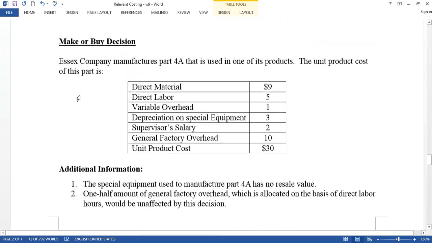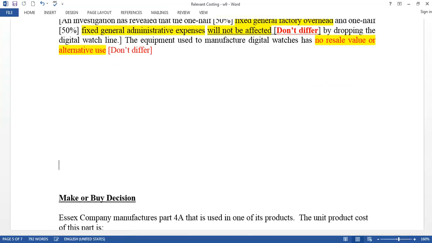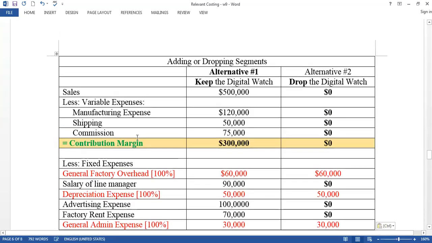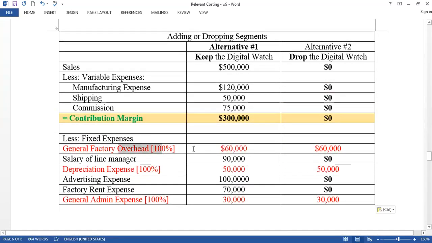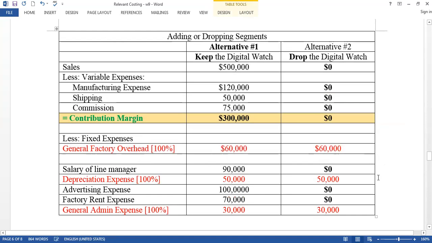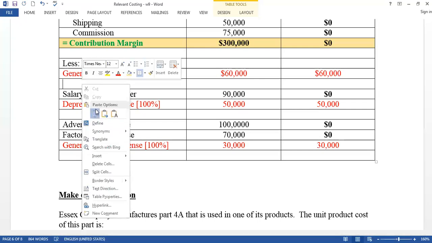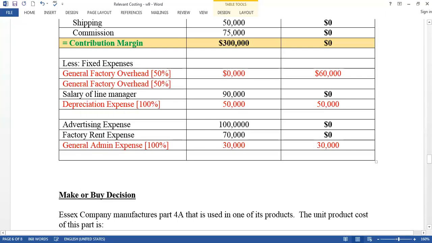If this is your new question, the solution is here. Previous question said that 100% will not be affected, right? Now look at the new question. Look at the solution of new question. 50% means $30,000, right? $30,000.